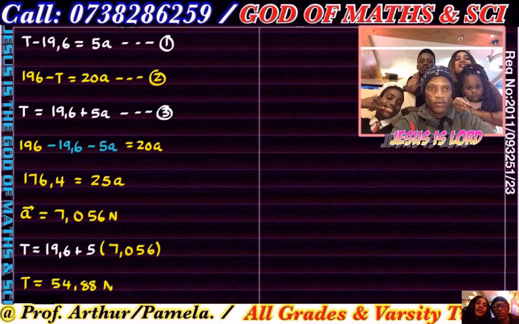54.88 newtons. All right, for those who are worried about this one here, if you wanted 2 decimal places, it would be 7.06 meters. It's not a newton. Thanks for going back to that one, because it's an acceleration. It's meters per second squared.